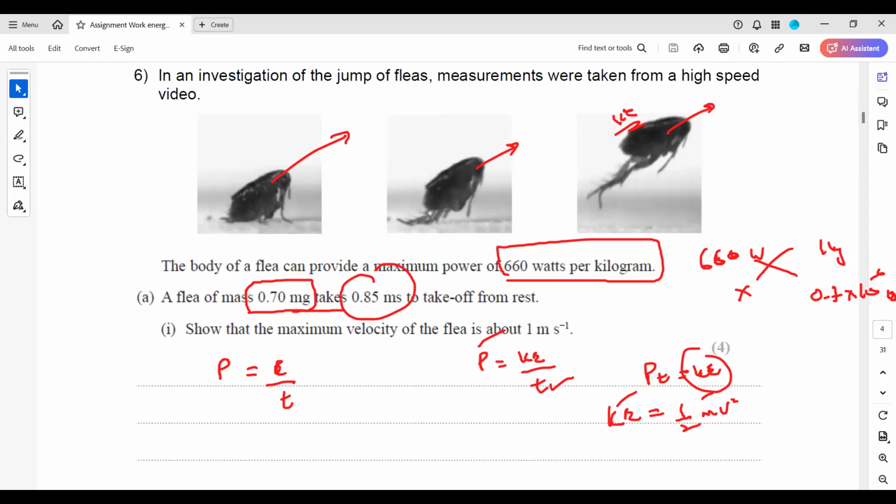Is it clear? I did not solve the question, I just explained the idea. Is it clear, this one?